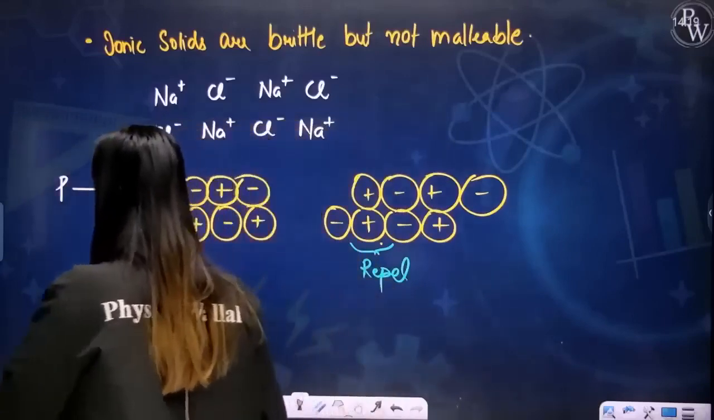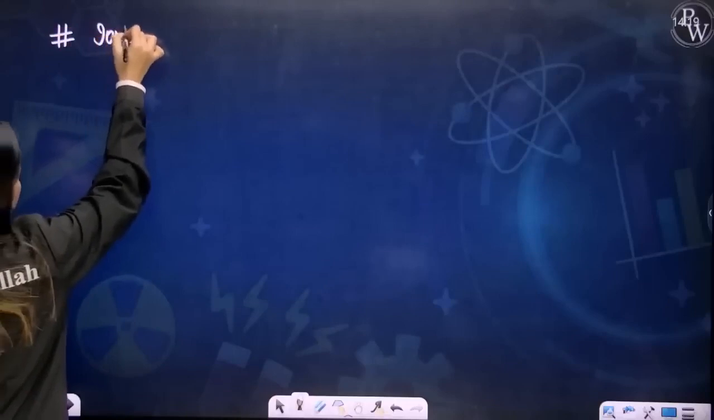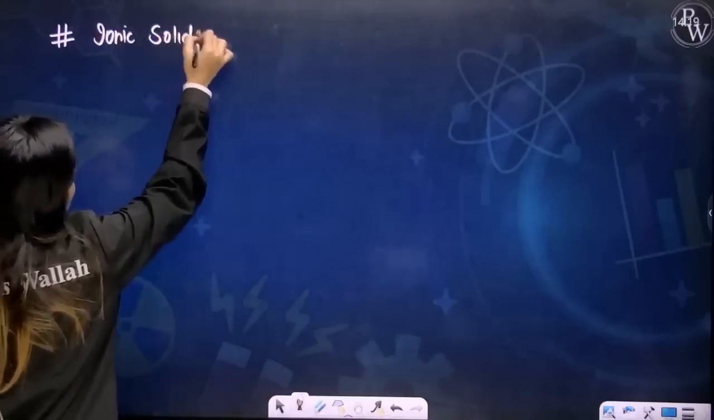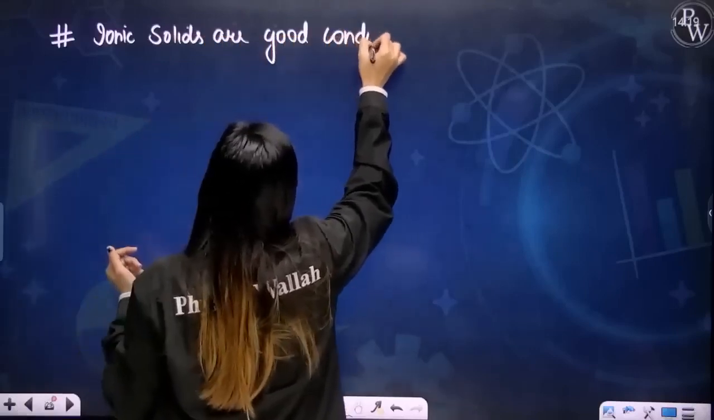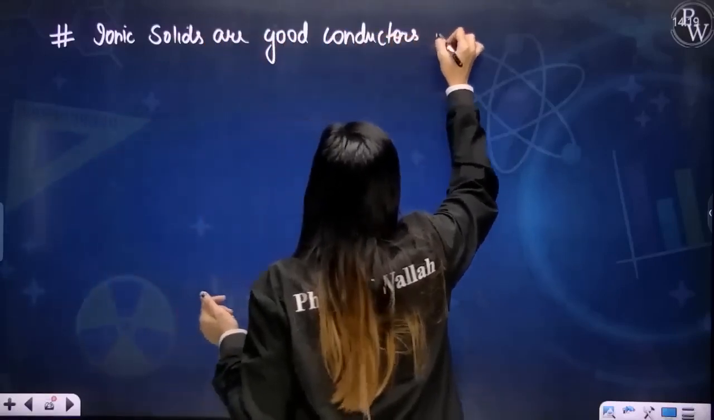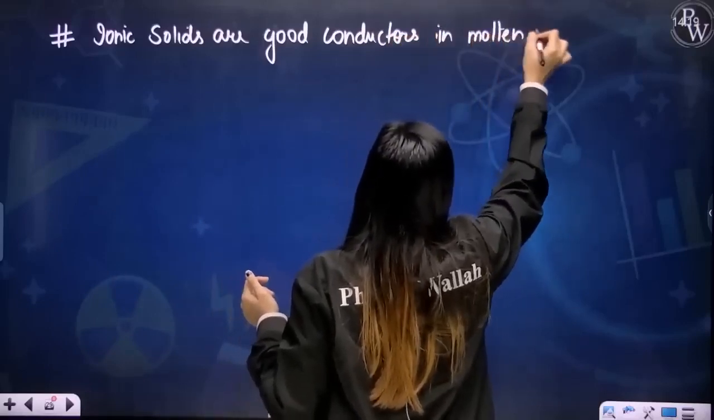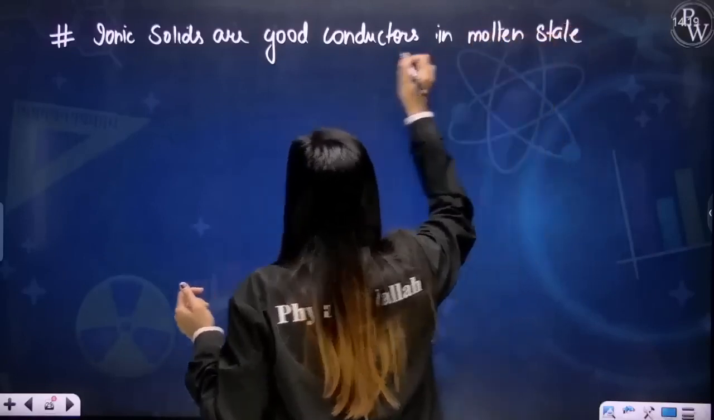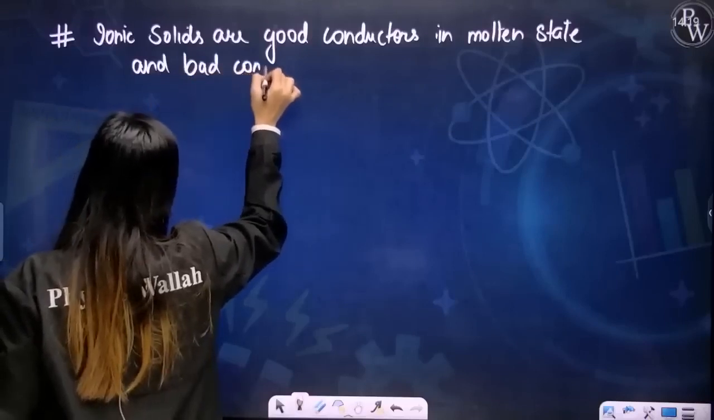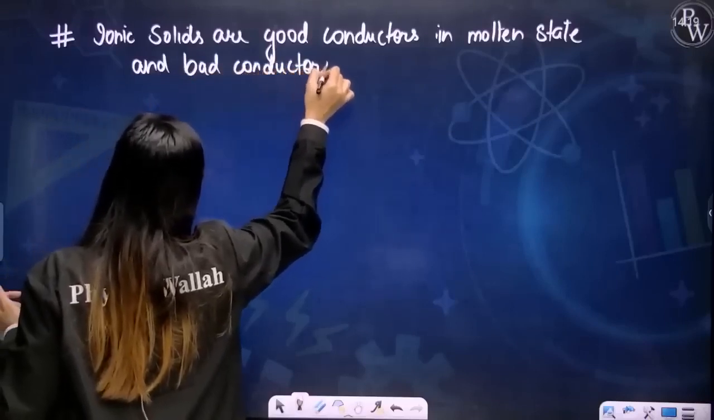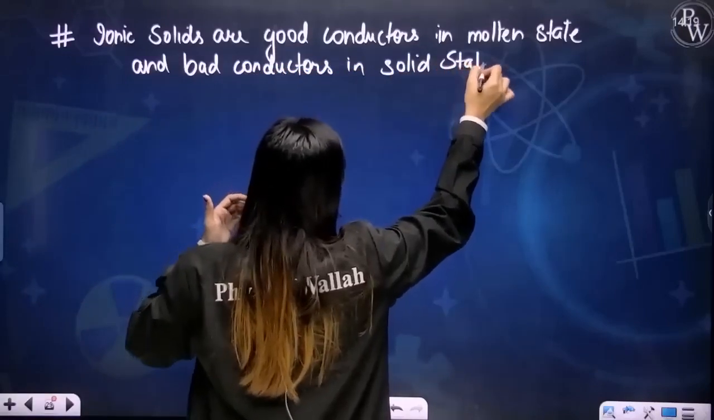Next, my dear students, one more thing about your ionic solids is that ionic solids are good conductors in molten state and bad conductors in solid state. Now let's try to understand this.